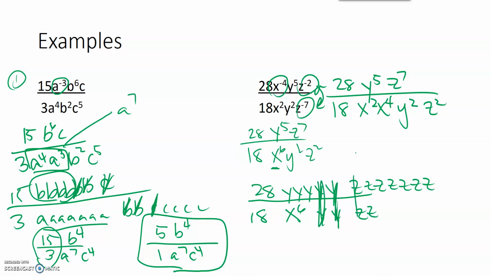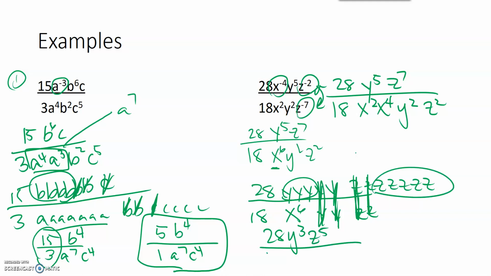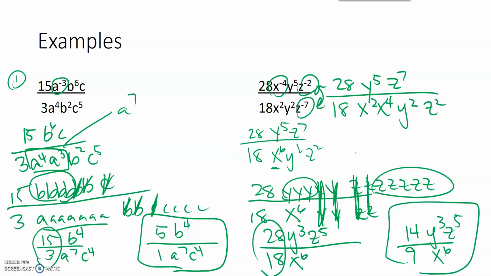Well, those y's and those z's all cancel. So I'm left with 28y cubed z to the 5th over 18x to the 6th. Again, I have to finish by simplifying those coefficients. 28 and 18. Well, both of those are divisible by 2. 28 divided by 2 is 14. And 18 divided by 2 is 9. And 14 over 9 won't simplify. So there we are: 14y cubed z to the 5th over 9x to the 6th.